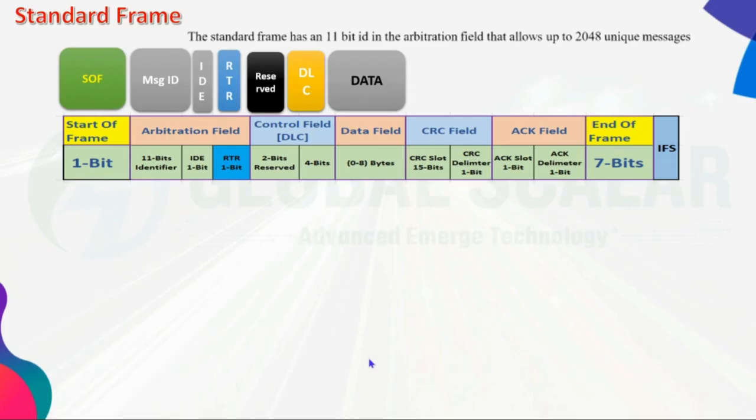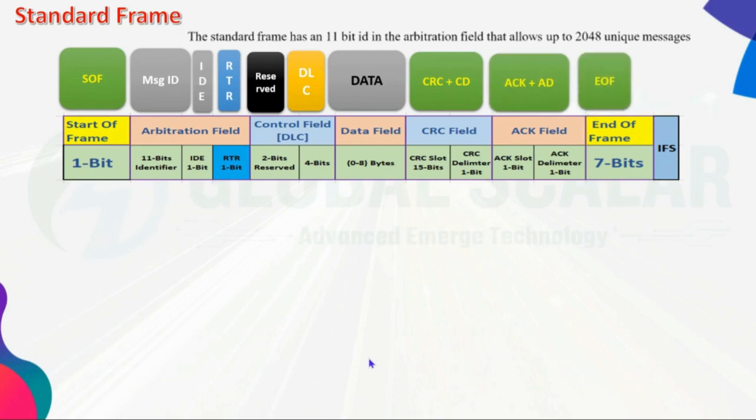In the standard CAN frame, similarly, we have the CRC field with the CRC slot and CRC delimiter, and the acknowledgement field with the acknowledgement slot and acknowledgement delimiter. For the end of frame, we have 7 recessive bits, and the IFS is also part of the recessive bits. So with each frame, the messages are separated. And then we have the extended frame.